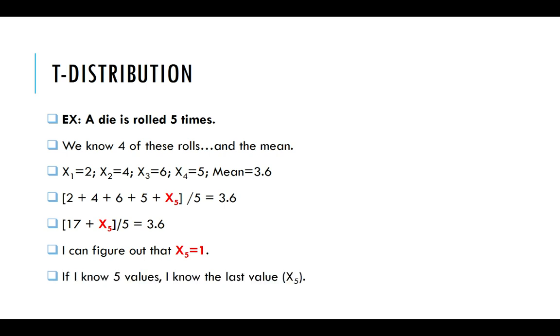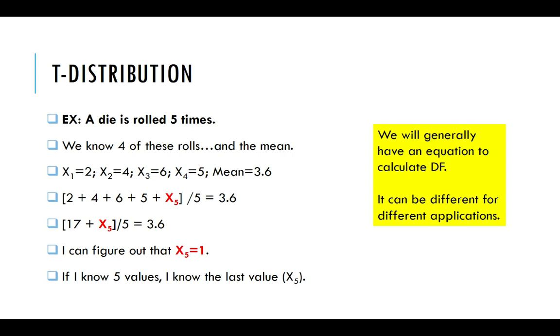So the bottom line is, if I know 4 values and the mean, then I know the last value, x5. So that's the idea of thinking about degrees of freedom, and it's confusing. We're generally going to have an equation for calculating degrees of freedom. So with most of our applications, we're going to know how to calculate degrees of freedom. There's just a little simple equation, but it can be different for different applications. It's not just one equation for absolutely every single thing. So just keep that in mind.